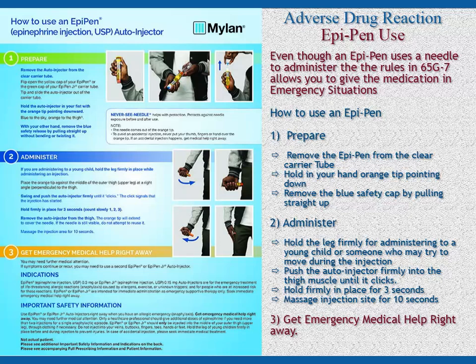2. Administer. Hold the person's leg firmly for administering to a young child or someone who may try to move during the injection. Push the auto-injector firmly into the thigh muscle until it clicks. Hold firmly in place for 3 seconds. I like to count to 10 to be sure there's enough time for the medication to be totally injected. Massage the injection site for 10 seconds. 3. Get emergency medical help right away.